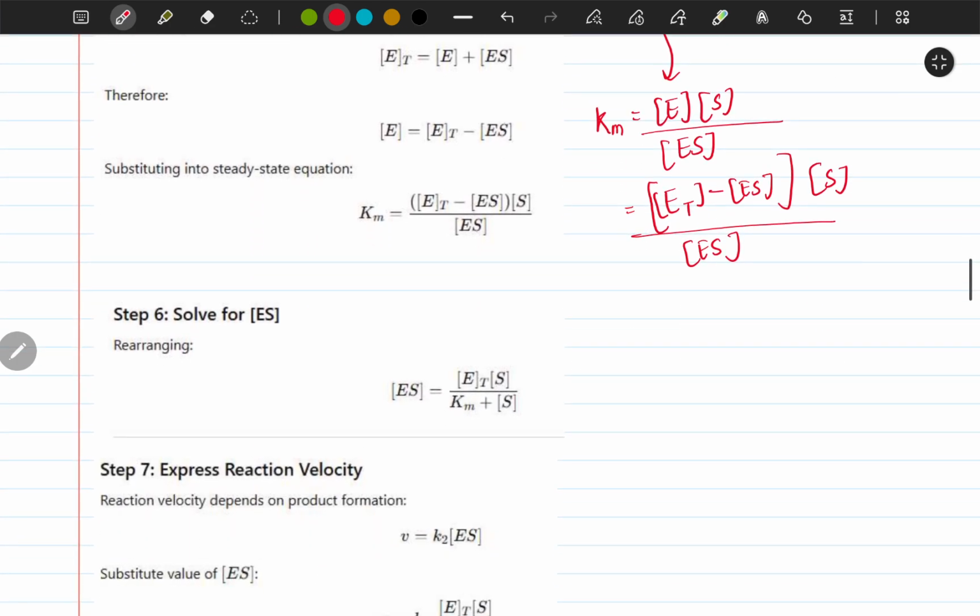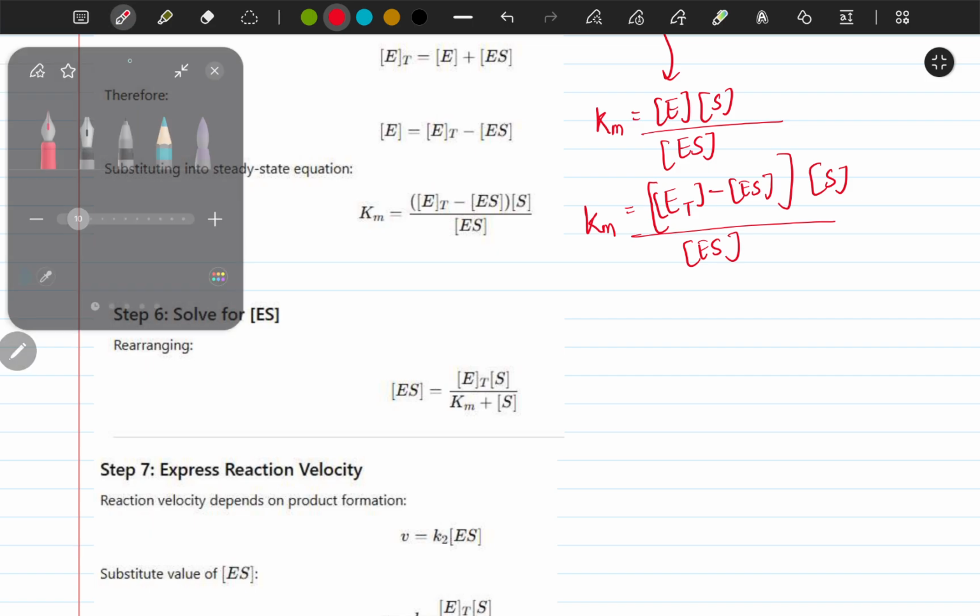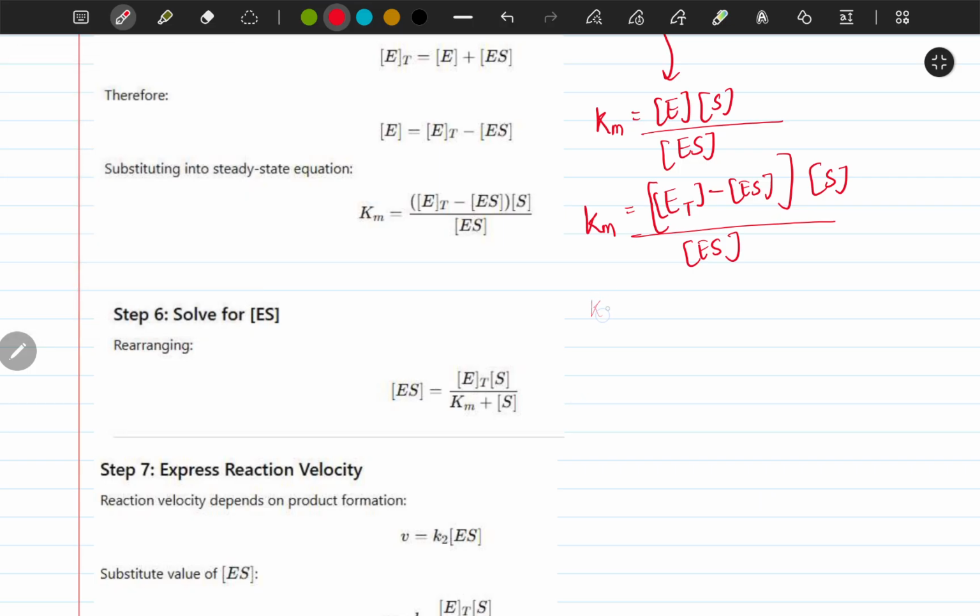So next we have, what do we have here? This is Km. I don't understand what did they do here. Let me just do simple things. Km is equal to ET minus ES upon ES times S.